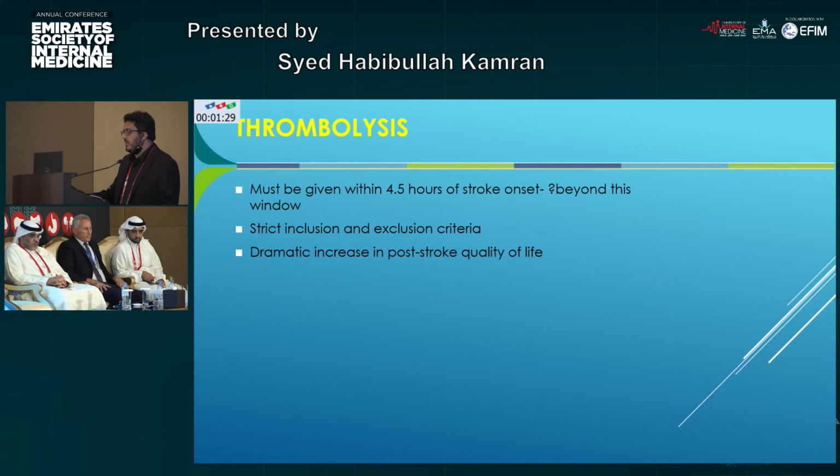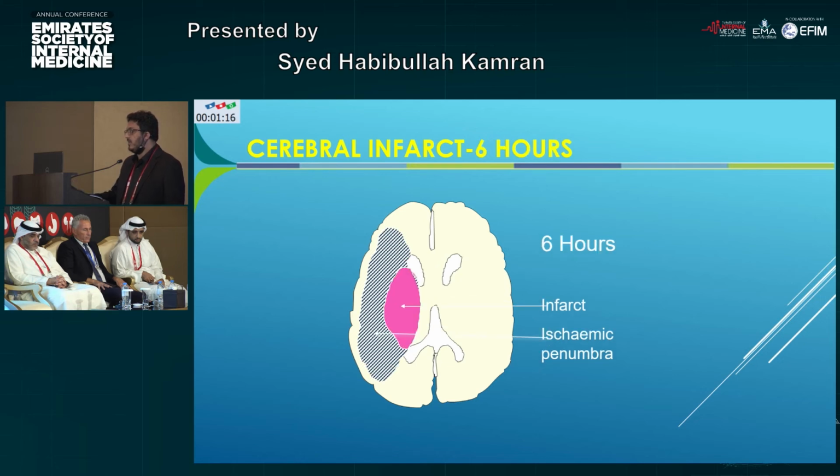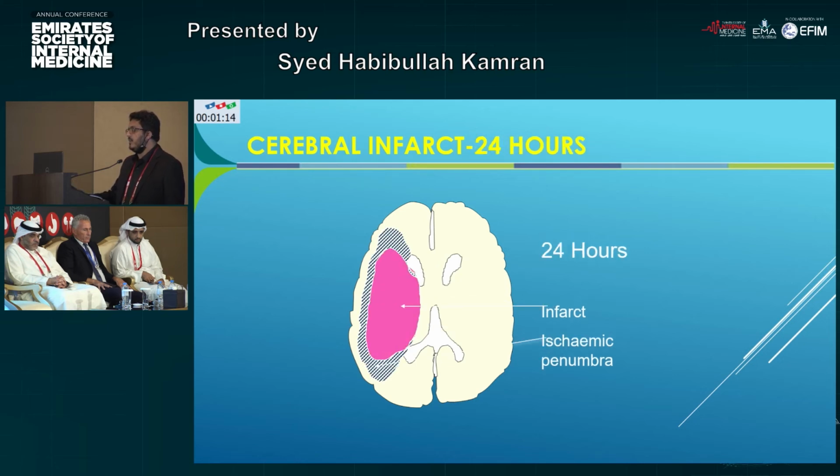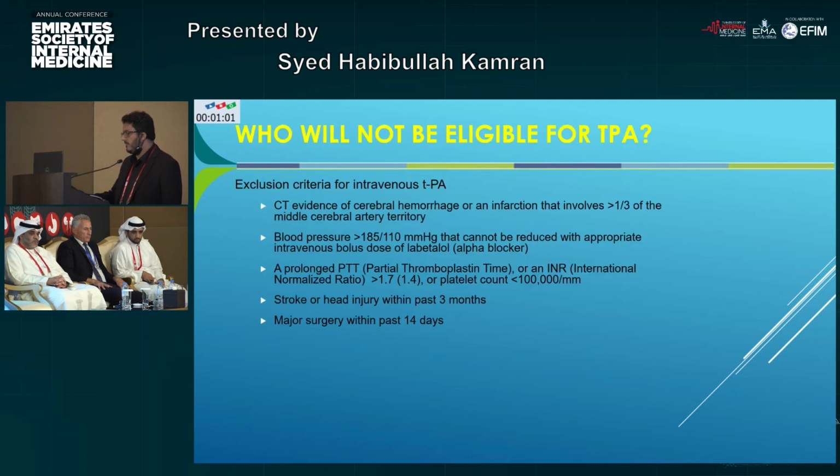So we discussed that TPA should be given within 4.5 hours. On this slide you can see that this pink area is infarcted. Another area is the penumbra. So we save the penumbra, which is a hypoperfused area. You can see that after 6 hours, the infarcted area has increased in size. If you do not treat, the infarcted area increases. You can see in the CT scan that after 24 hours, the hypodensity has increased in size in the lower slides.